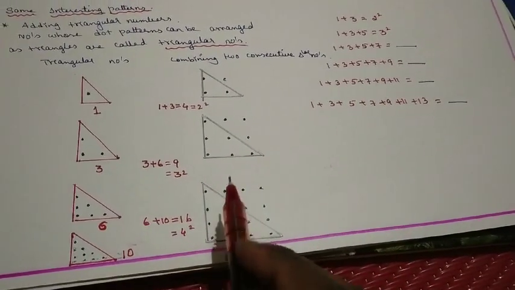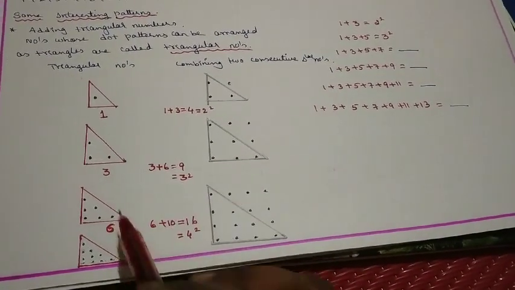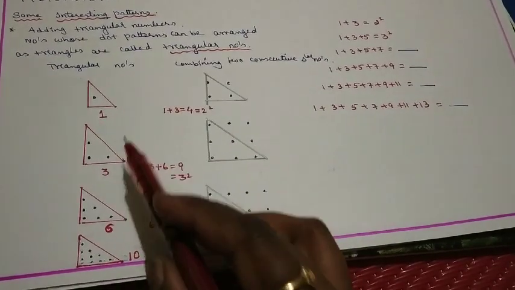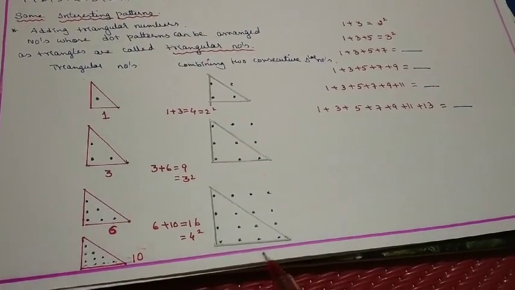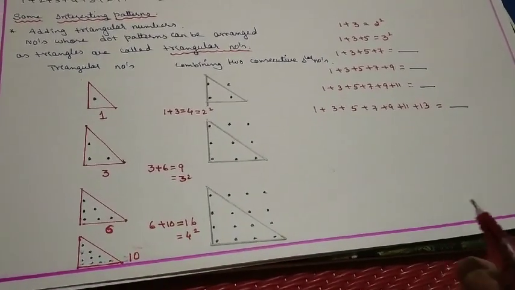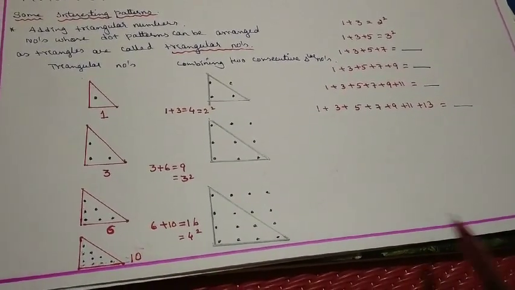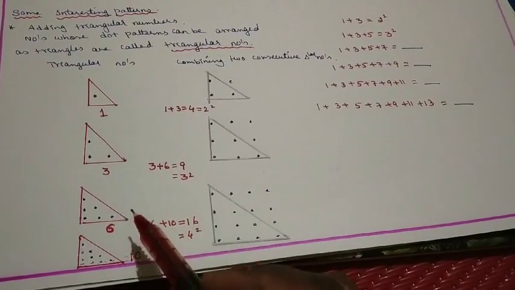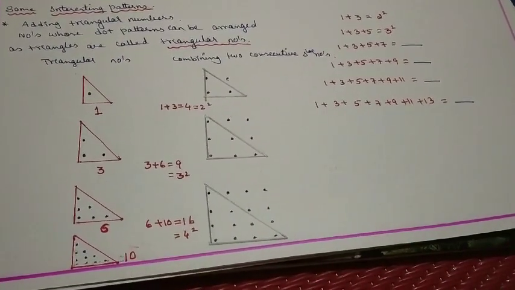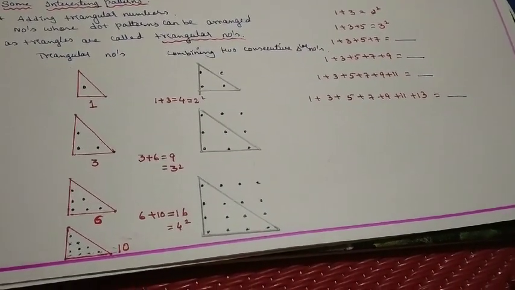So generally we say that 1, 3, 6, 10 are the triangular numbers. They will ask for a 1 mark question, children. Write the triangular numbers. Then you have to write 1, 3, 6, 10 are the first 4 triangular numbers.